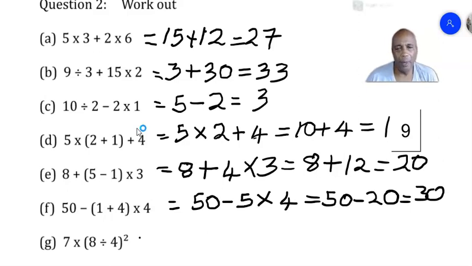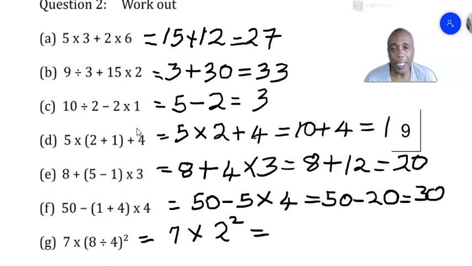And finally, we have 7 times 8 divided by 4 in brackets squared. So we know we do the brackets first before we square or we multiply. So we put the 7 times, work out the bracket, 8 divided by 4 is 2. And we are squaring the 2. Then we do the order, order comes before multiplication. So this is 7 times 2 squared, which is 2 times 2, which is 4. And 7 times 4 is 28.